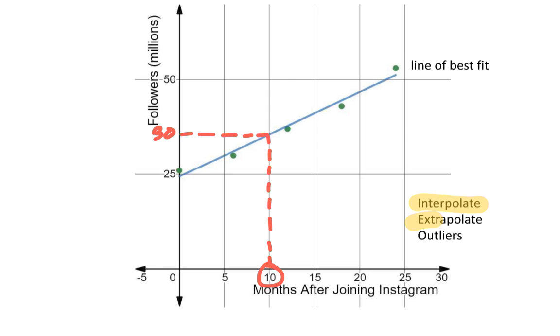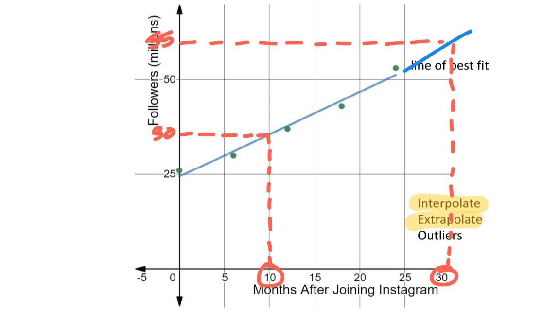If you recall, extrapolating involves making a prediction beyond or outside of what you already know. Let's say I want to know how many followers Shawn Mendes has after 30 months. By extending the line of best fit, I can predict that after 30 months, Shawn Mendes will have about 55 million followers.